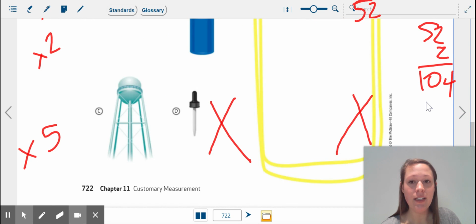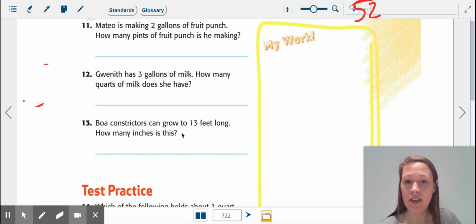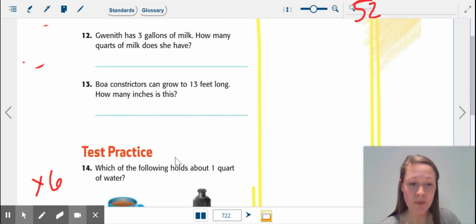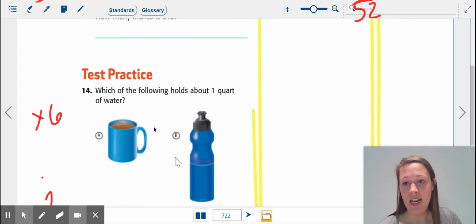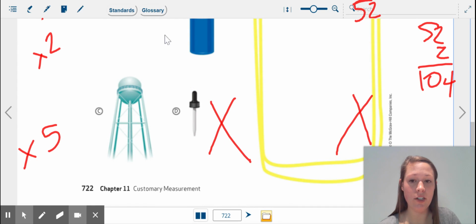And then on the back, you have some word problems. Please read carefully, okay? Make sure if it's asking how many puppies, you say blank puppies, not just the number, but you need to have the unit there as well, okay? And that you're converting properly. You don't have to do complete sentences, but I do need a number and I need the unit tied to it. And then down here, test practice, which holds about 1 quart of water.